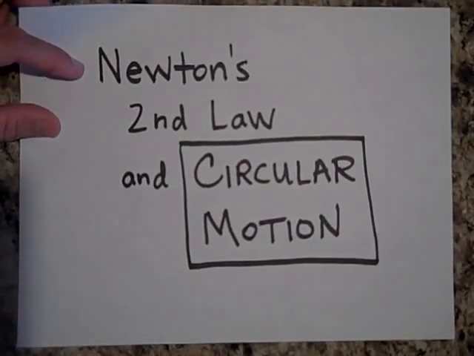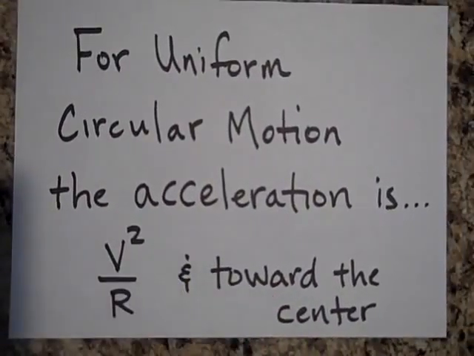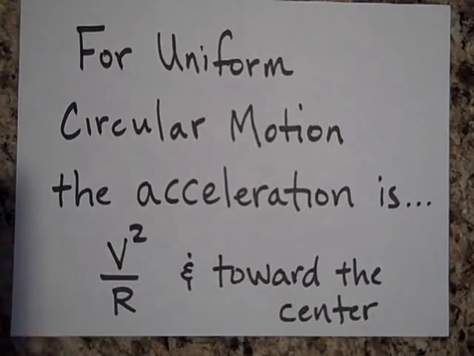Okay, the key thing to remember with circular motion problems is that for uniform circular motion, the acceleration is v squared over r. The acceleration's magnitude is going to be the speed of the object moving in circular motion squared divided by the radius of the circle. And it's always toward the center. The acceleration is always toward the center. So let's see how this works.